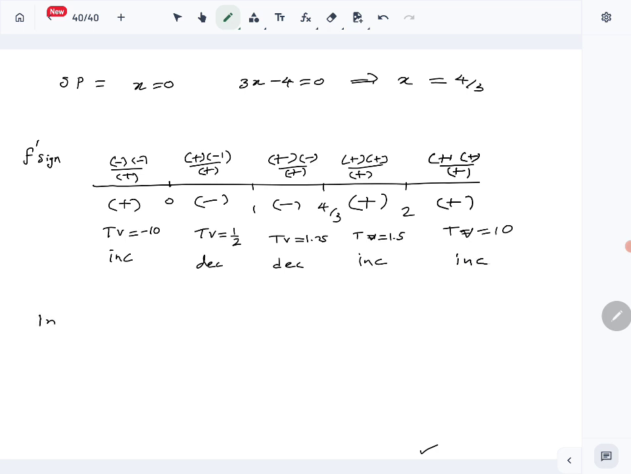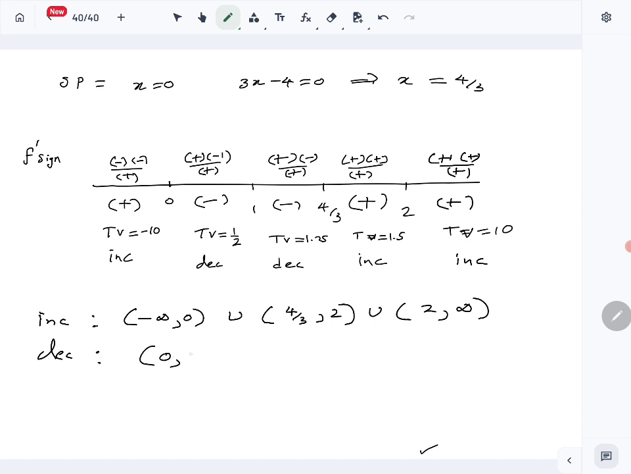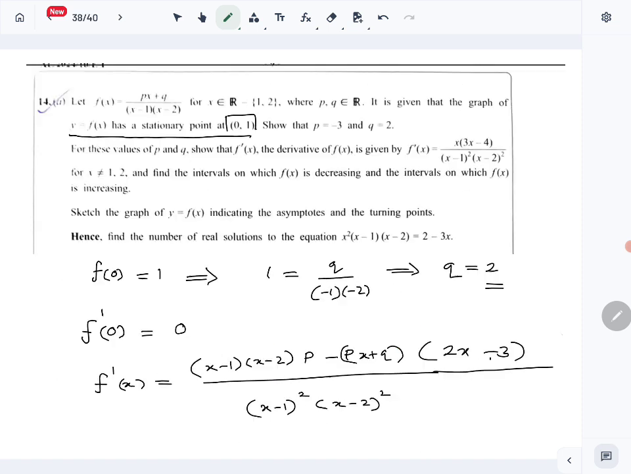So the increasing intervals are what? Negative infinity to 0, union 4 over 3 to 2, union 2 to infinity. Decreasing intervals are 0 to 1, union 1 to 4 over 3, right? Then that part is done. Increasing, decreasing intervals we found.